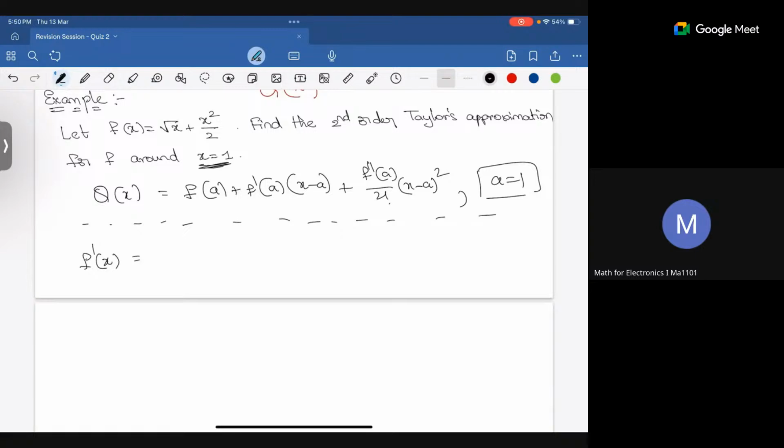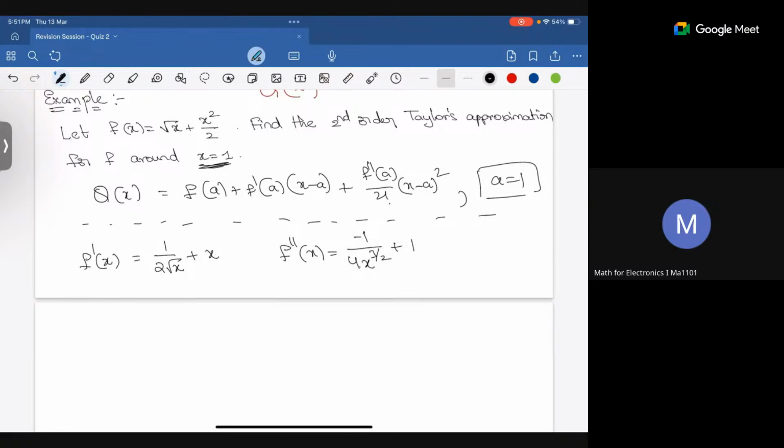So for that, before moving forward, you have to compute f prime of x, which is, when you compute, you will see that this will be 1 by root 2x plus x. So root x gives 1 by root 2x and x square by 2 is x. And again, you have to compute f double prime of x, which is minus 1 by 4 x power 3 by 2. Okay, so when you compute the derivative of 1 by root 2x, you will see that it will be minus 1 by 4 into x power 3 by 2, plus the derivative of x, which is 1.